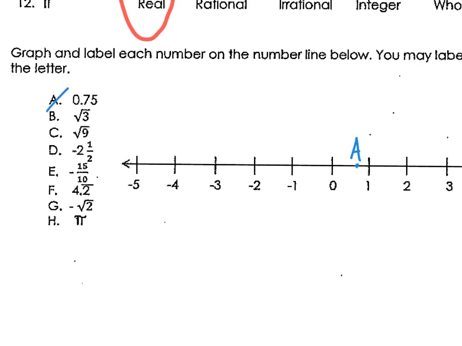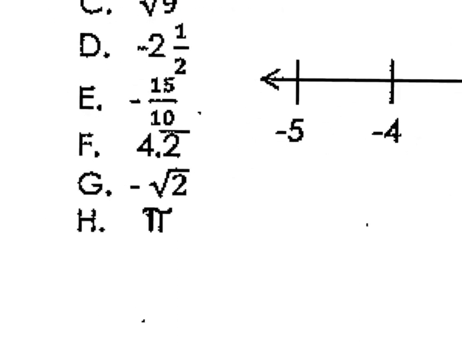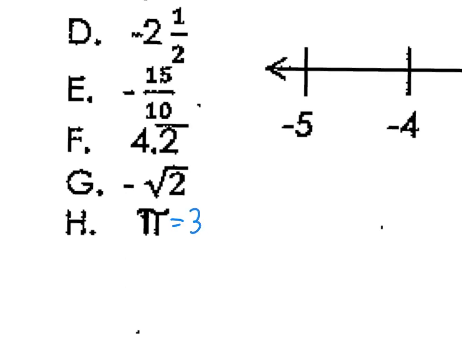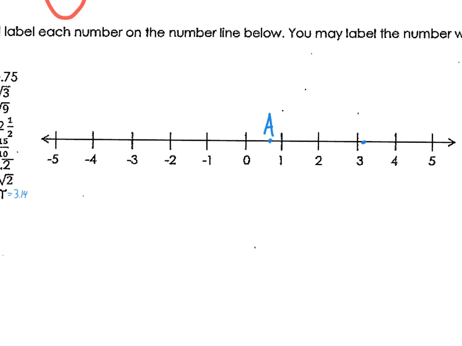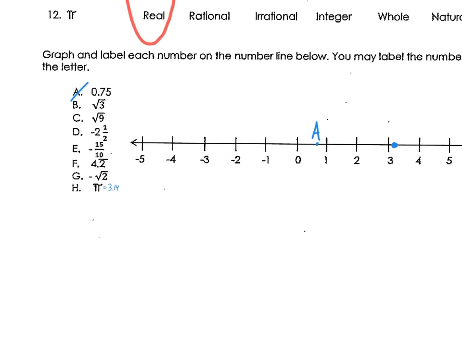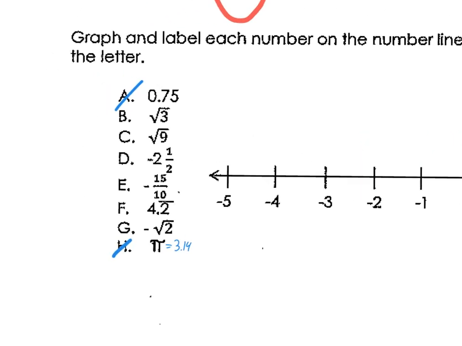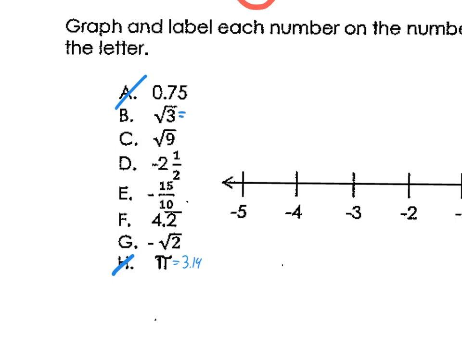H, this is pi, which is 3.14. So I know it's going to be a little bit bigger than 3. So over here I would come to 3, put a little bit of a dot after it, and I'm going to call that point H. Now I'm done with H. My recommendation is to go through each one of these and write out what their value is as a decimal. That will help you put these things on the number line. Okay? If you got any questions on that, let me know and I'll help you out.